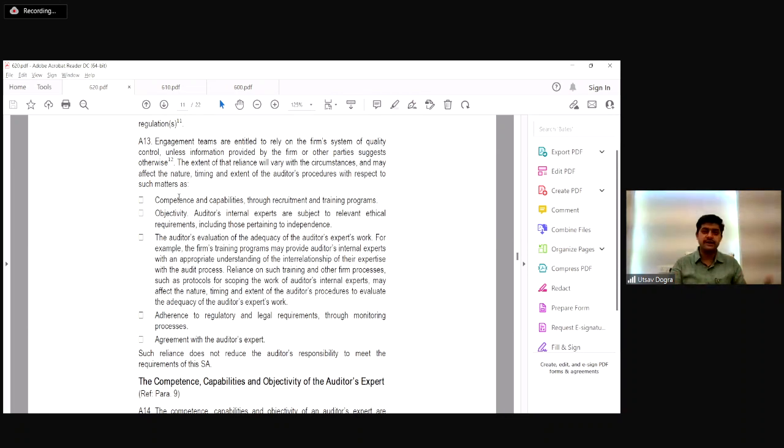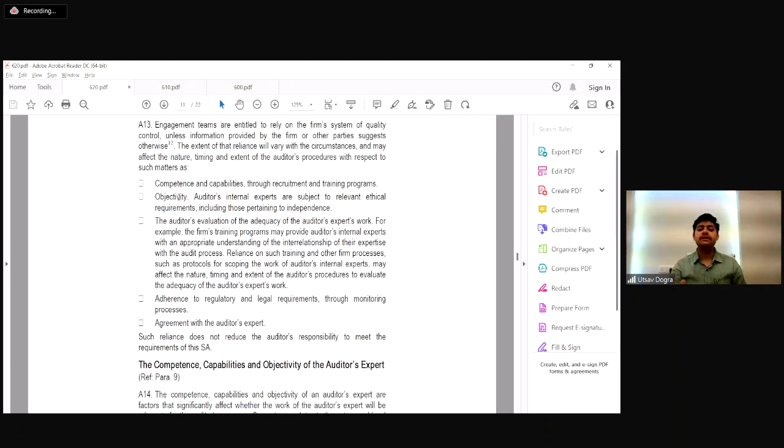So if they are well trained and they understand their job, the NTE would already come down, and the auditor shall rely upon their work more if they are very much trained. However, if the internal expert is not trained, although he is an expert in the field itself, and he is not trained in doing the audit as per the quality control standards that we have, there shall be a higher extent of nature, timing, and extent that needs to be applied.